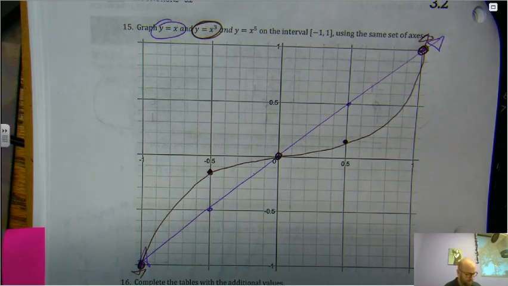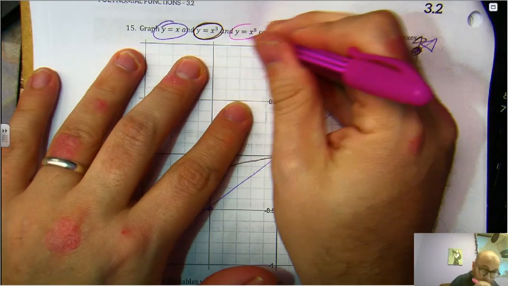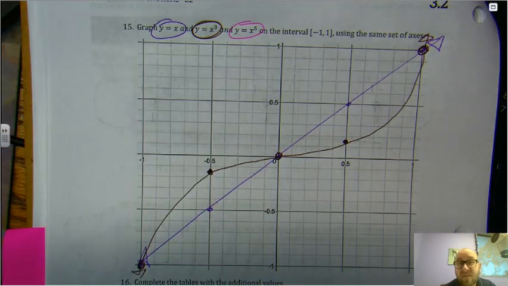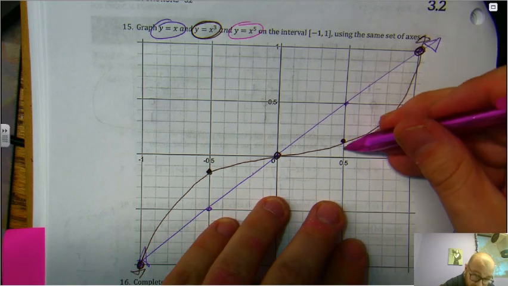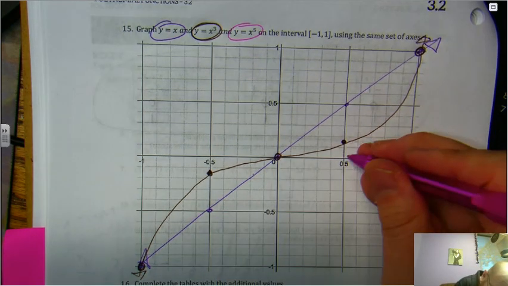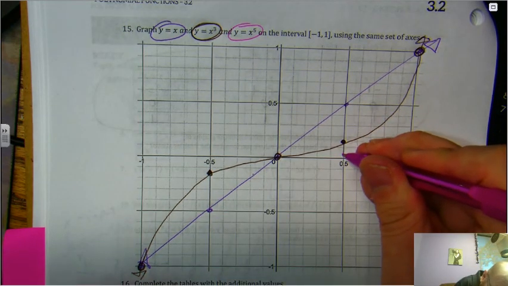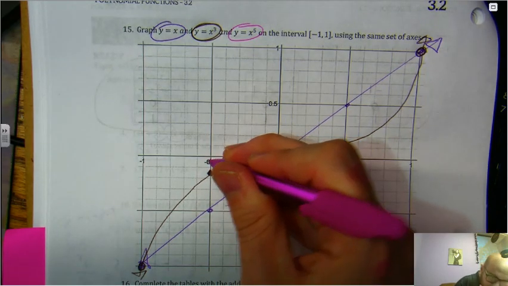Okay. Let's see if I have another color. I have another color. Here's pink. All right. So now I need to do y equals x to the fifth. And remember, this time it's like 1/32. That's super close. These lines are tenths, right? So this would be like 1/20th. So 1/32, like here, is super close. And negative 1/32 is going to be like this. It's going to be super close to the line.